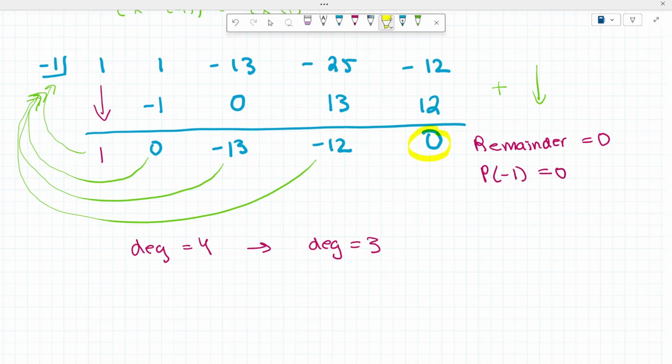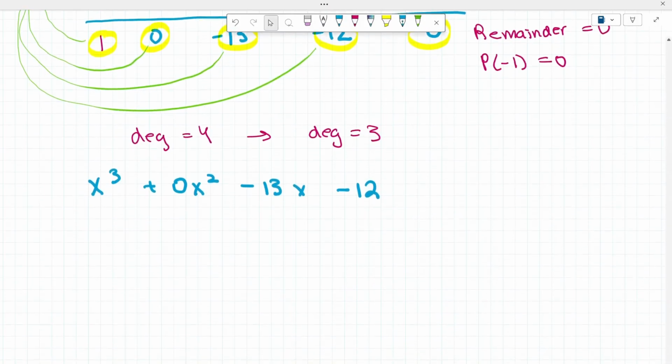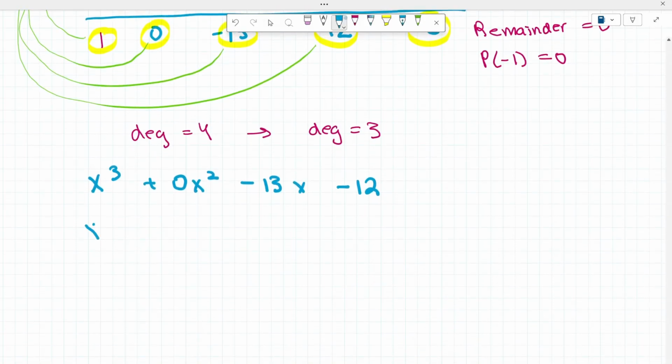So we need to collect all of these numbers on our last row, and they become our new coefficients of a cubic or degree 3 polynomial. And we have to make sure we keep our 0 there as a placeholder. So now we have x cubed plus 0x squared minus 13x minus 12. And this is our new polynomial that we need to continue to factor. So we can rewrite this as x cubed minus 13x minus 12.